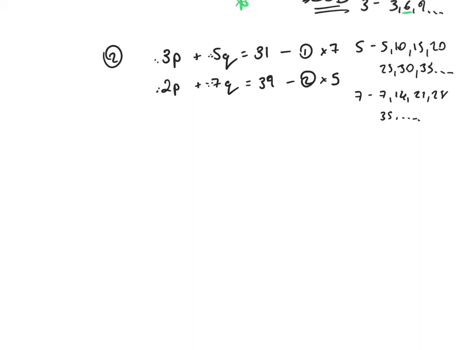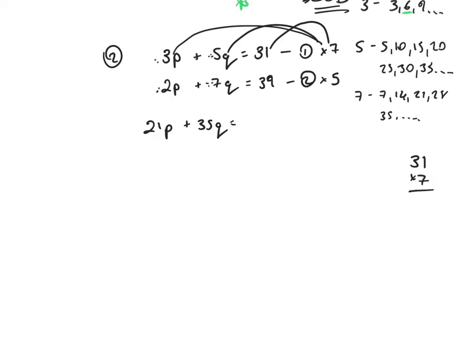Okay, so equation 1, everything gets multiplied by 7. 3p times 7, 21p. 5q times 7, 35q. 31 times 7, just take your time with that, I can go to the side, take your time, get it right. 7 times 1 is 7, 7 3s are 21, 217. That's now equation 3.